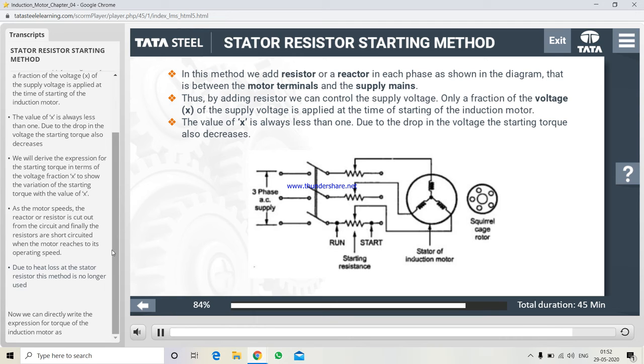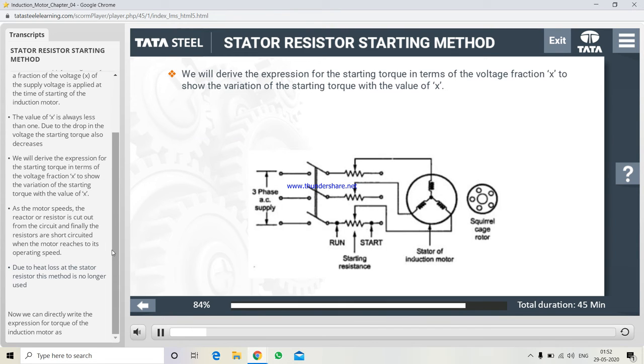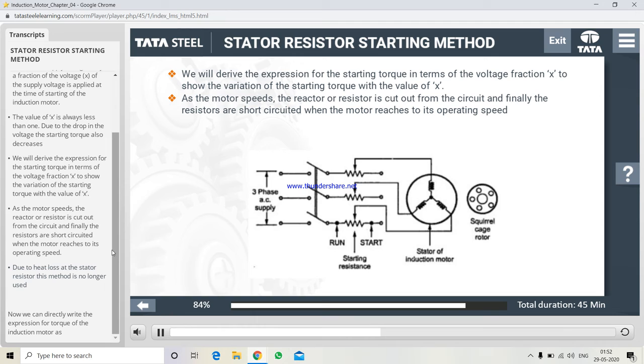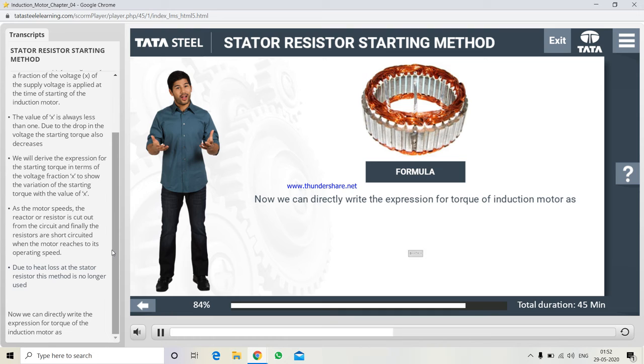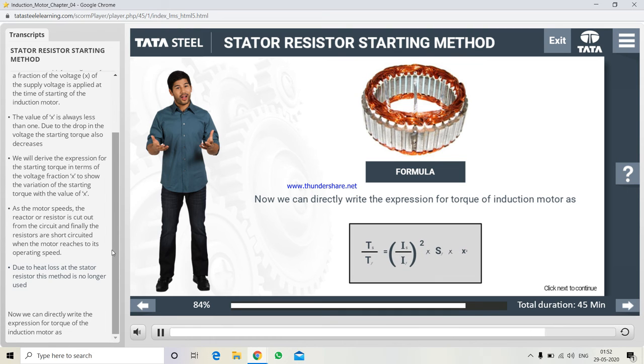Due to the drop in the voltage, the starting torque also decreases. We will derive the expression for the starting torque in terms of the voltage fraction X to show the variation of the starting torque with the value of X. As the motor speeds up, the reactor or resistor is cut out from the circuit, and finally the resistors are short-circuited when the motor reaches its operating speed. Due to heat loss at the stator resistor, this method is no longer used. Now we can directly write the expression for torque of the induction motor as, click Next to continue.